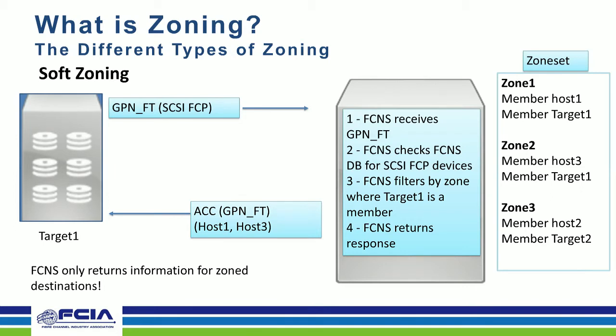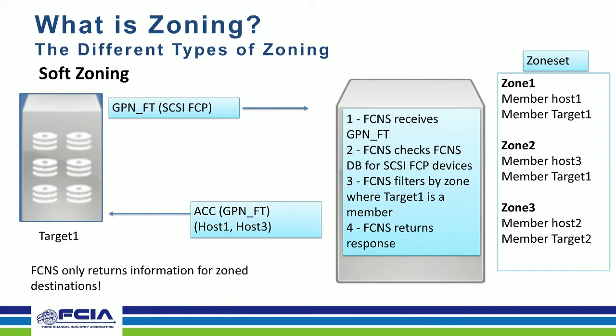So the FCNS, the Fibre Channel name server, receives that GPN-FT. He checks his database, which is not the zone database, it's his own Fibre Channel name server database, and he looks for devices with SCSI FCP attribute. And then, step three, he filters that by the members that this target one is allowed to talk to, he's zoned with, and then he returns a response. In this case, the accept to the GPN-FT has host one in it and host three in it.